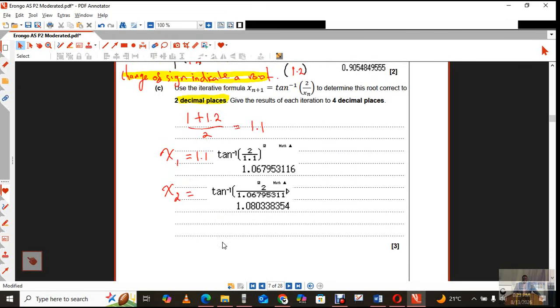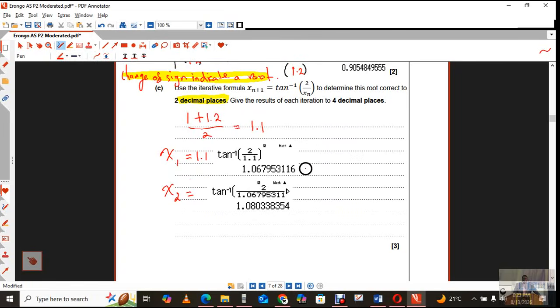Again, you will be writing this to 4 decimal places because it's too much to write. So 1, 2, 3, 4. You'll be saying, well, first one is obviously 1.1. This is going to be the second. That was the first. So let's just write it slightly below.